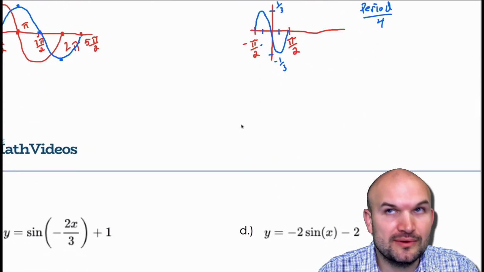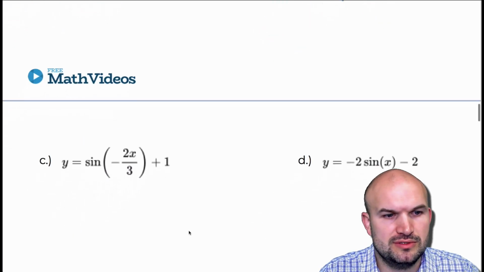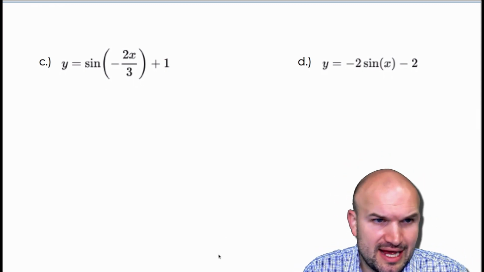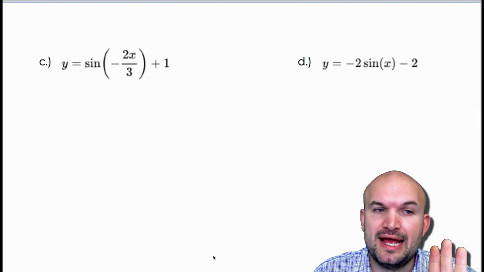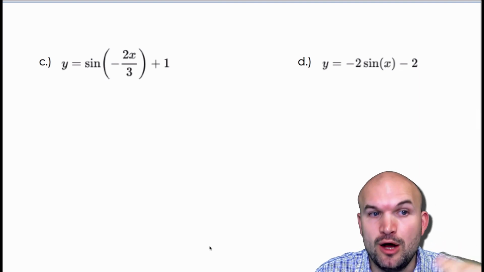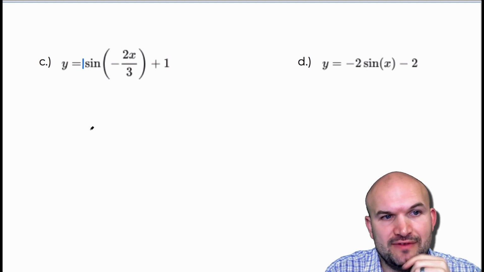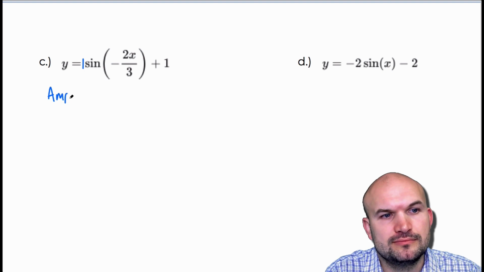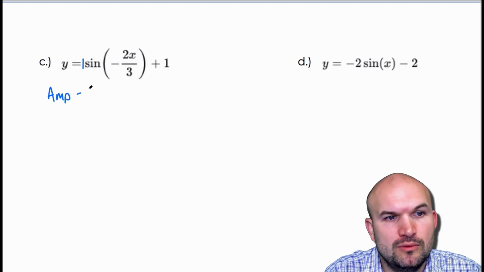All right, so now let's go ahead and take a look at another sine one. So this sine has a negative inside, and if we remember from functions, that's going to be a reflection about the y-axis. And you can say that there is a 1 inside of there, for our a. So our amplitude is just going to be the absolute value of 1, which is equal to 1.